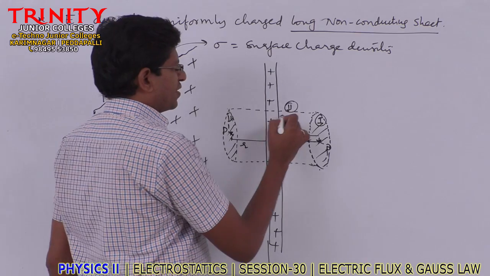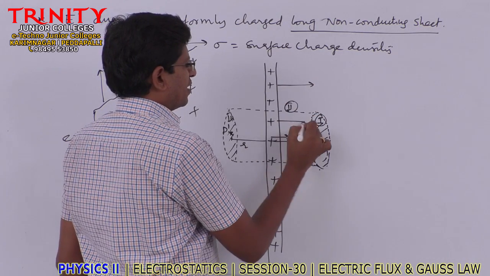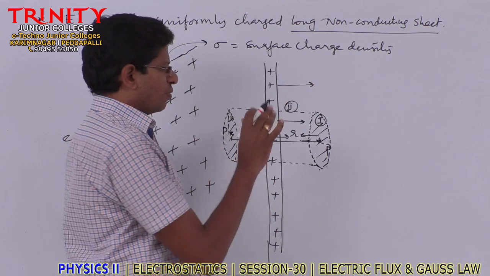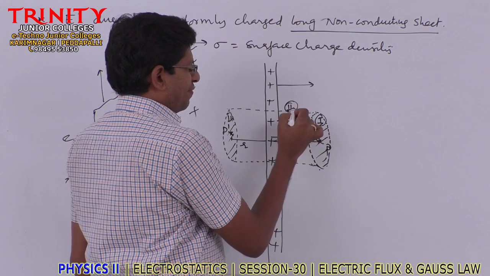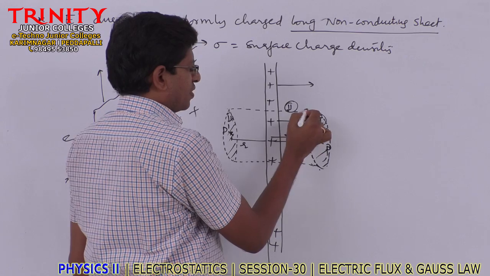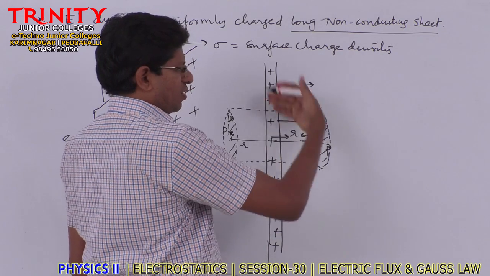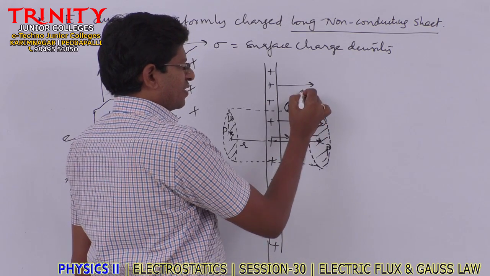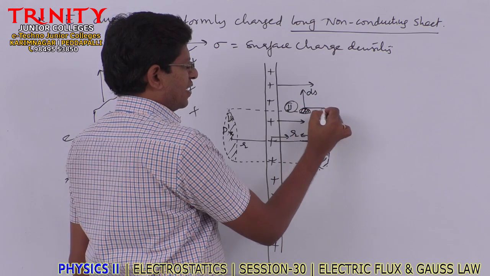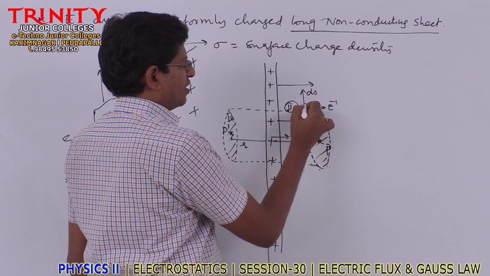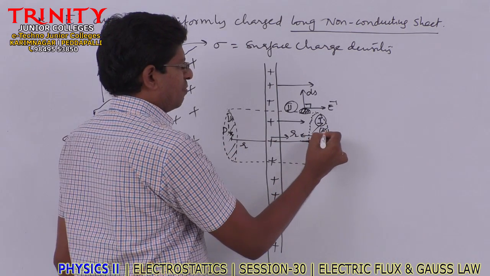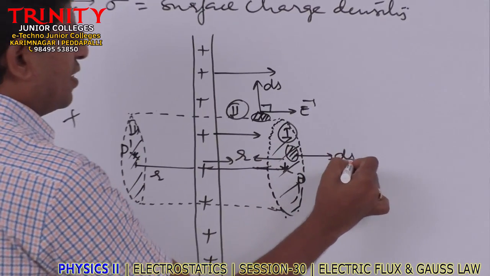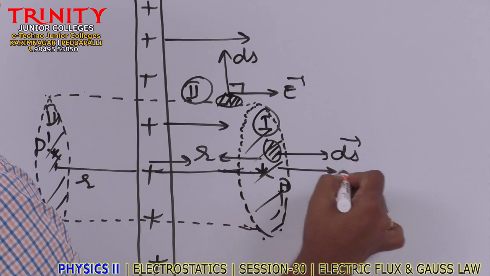What is the direction of electric field? Direction of electric field is like this. So, you can easily imagine, if you take the curved surface here, the area vector will be taken on the curvature like this, in this direction, and E vector is like this. So, this is 90 degrees. But whereas if you see the caps here, if you imagine area element here, that is in this direction and E is also in the same direction.